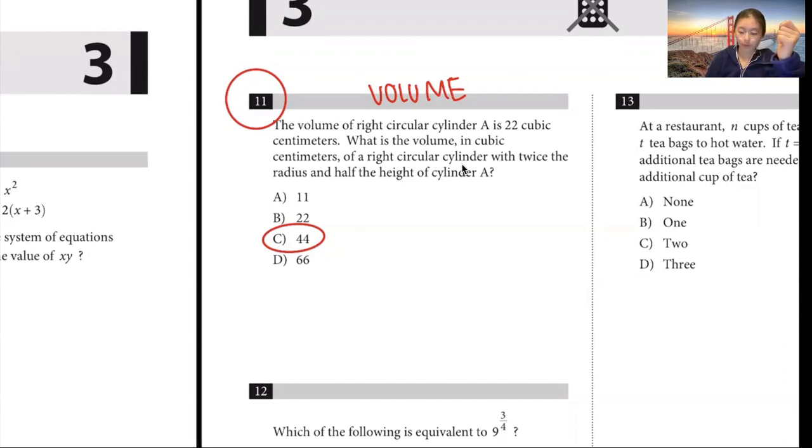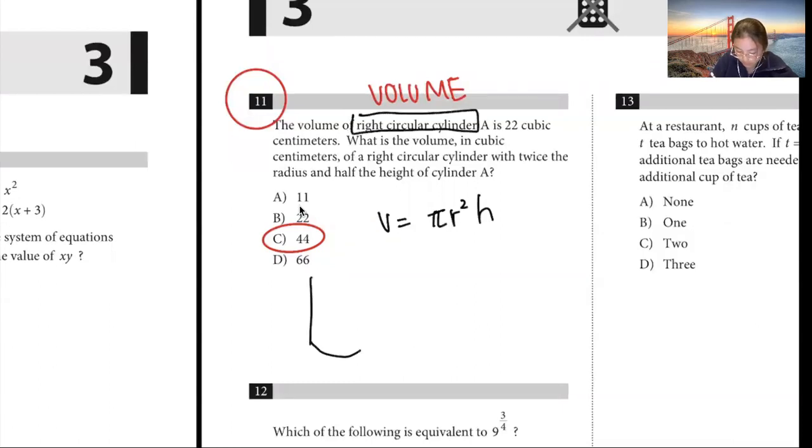So first, let's go from the basics. You need to know what the equation for solving the volume is. So volume is pi r squared times height for a right circular cylinder.